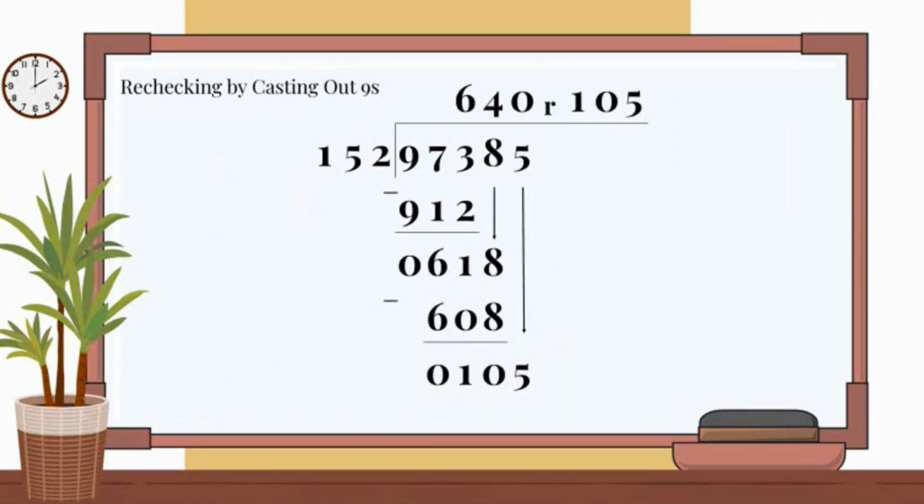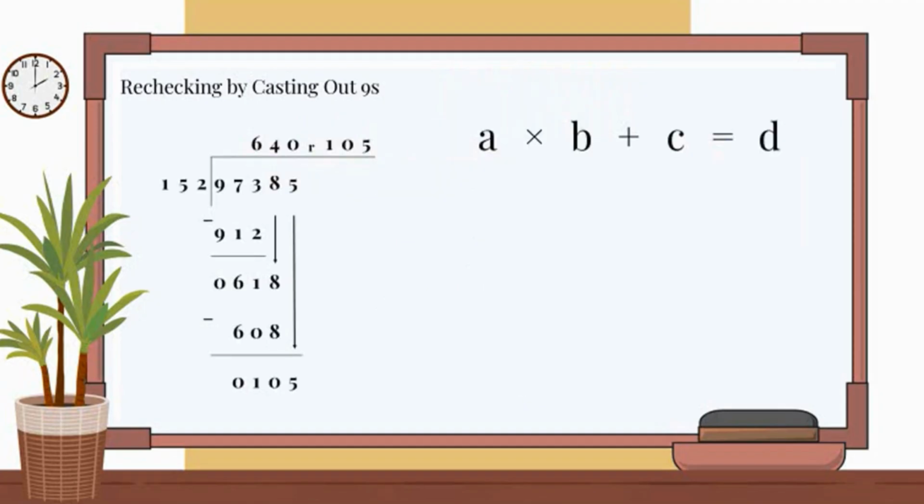Let's double check the same problem by casting out nines. For this, we will need our quotient, divisor, dividend, and remainder. There is a help video on casting out nines on this channel. Feel free to go by and review it for more help. The formula for casting out nines is A times B plus C equals D. A will represent our quotient, B will be our divisor, C will be our remainder, and D will be our dividend.